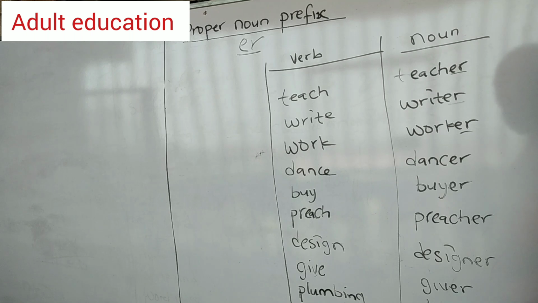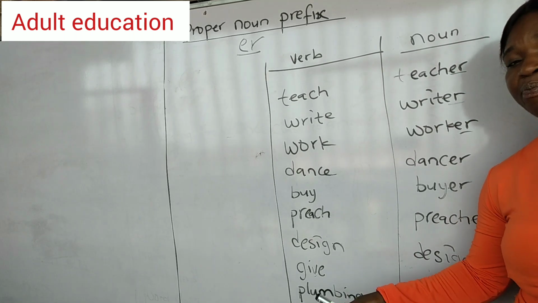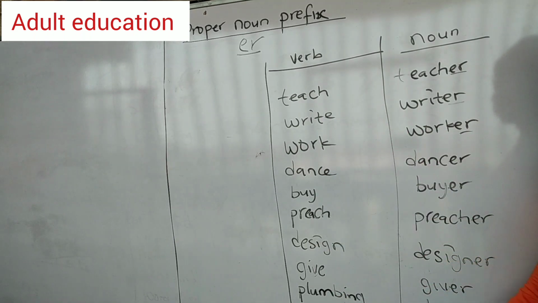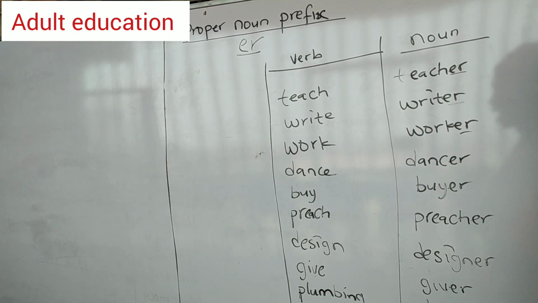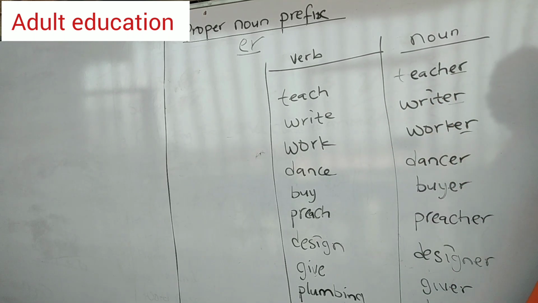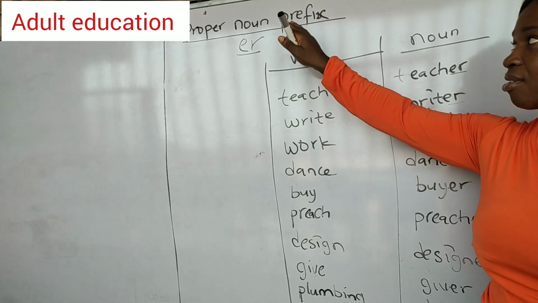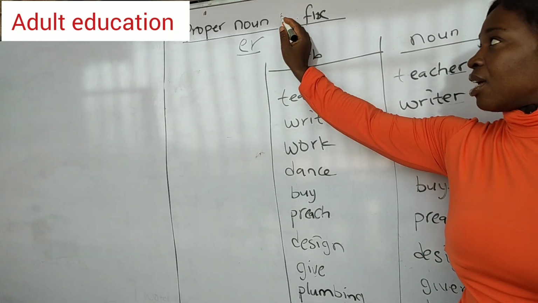Now we have plumber. A plumber does plumbing work. That is the function of a plumber. So we remove the ing and we added the er, and it became a noun. Okay, remember we are working with the er suffix. This is a suffix and not a prefix.